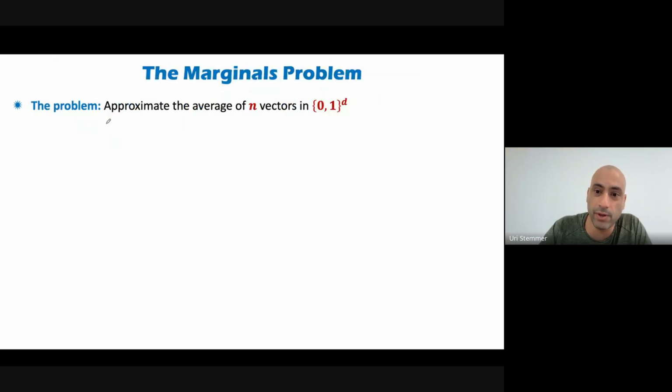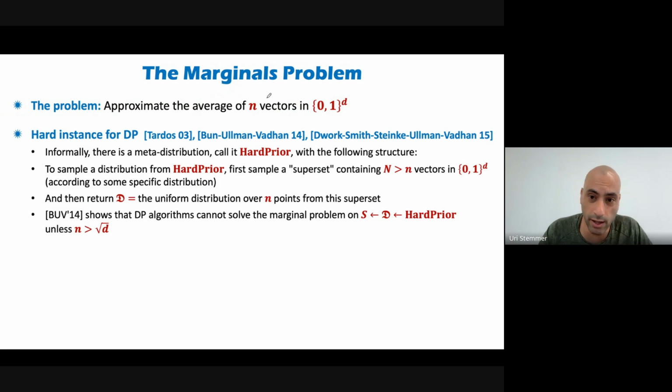Okay, so let's see what this new definition gives us with respect to the marginals problem. Again, the problem is to approximate the average of n binary vectors in d dimensions. As we mentioned, Ban, Ullman, and Vadhan showed that this problem is unsolvable with differential privacy unless n is at least root d. To show this, they presented a hard instance, which in our terminology could be thought of as a meta distribution. So the hard instance is a meta distribution, which we will call hard prior. And this hard prior has the following structure.